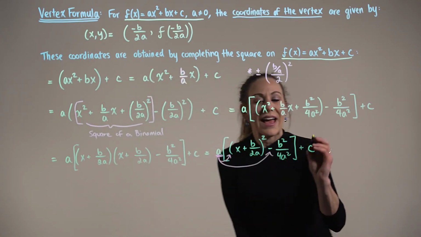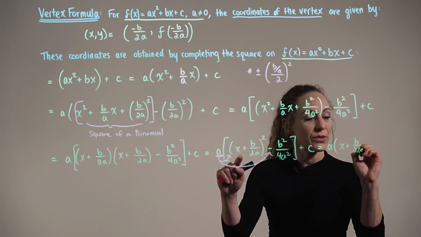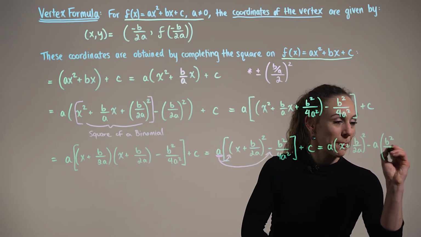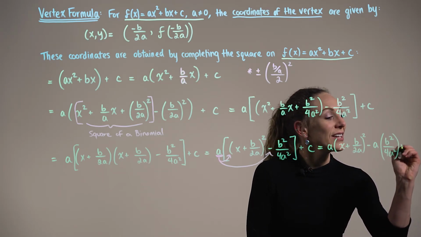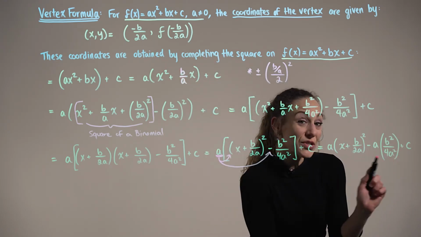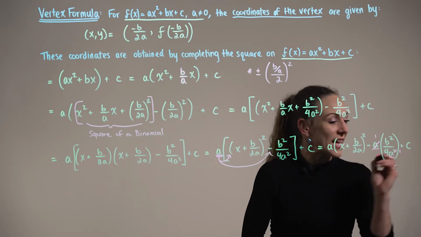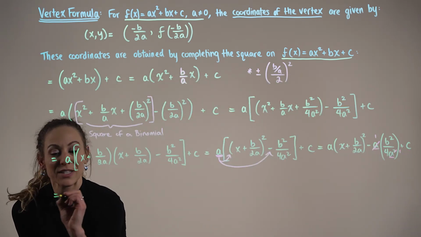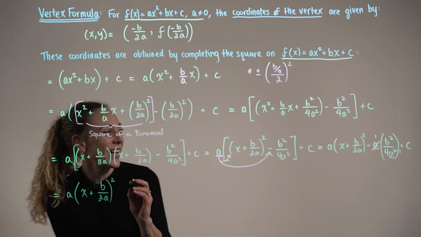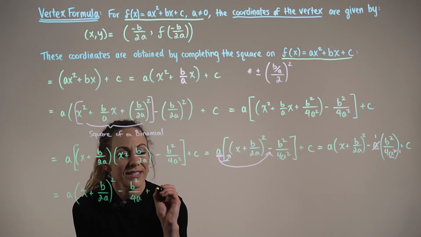When we redistribute a, we can rewrite this as a multiplied by x plus b over 2a, squared. Then we have minus a multiplied by b squared over 4a squared, plus c. So we can see the x component of the vertex. Let's simplify our constant a little bit here. We notice we have a common factor of a, so this a will cancel with one of the a's in the denominator, leaving us with a multiplied by x plus b over 2a, squared, and now we have minus b squared all over 4a, plus c.